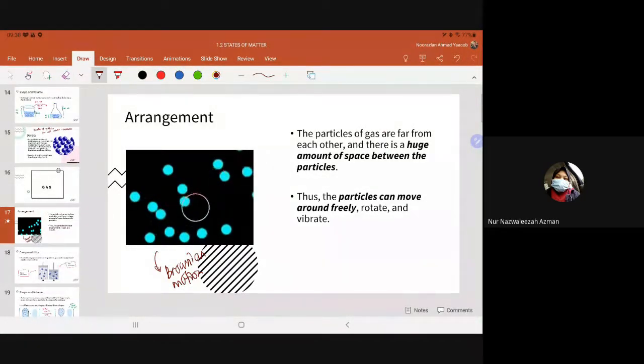So dia bergerak bebas. Ada ruang yang besar, okay, antara particles. So it has huge amount of space between the particles and the particles can move around freely. So the keyword here is freely. It can rotate and it can vibrate. Okay, so dia boleh bergerak, dia boleh berputar, dia boleh bergetar. Okay, jadi daripada image ni, do you guys think gas boleh mampat ataupun tidak? Boleh. Sebab banyak ruang kosong. Very good. So it means that you understand the concept.